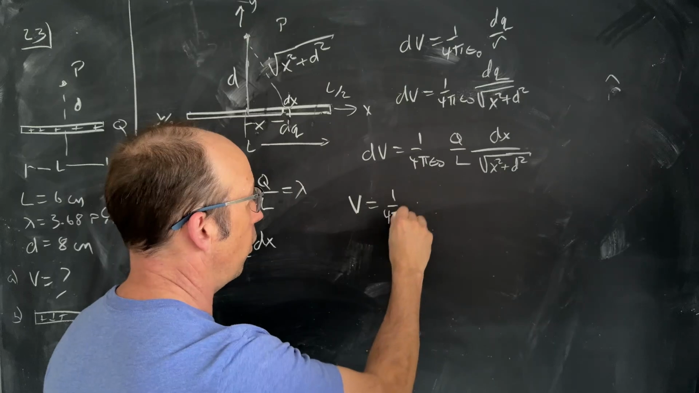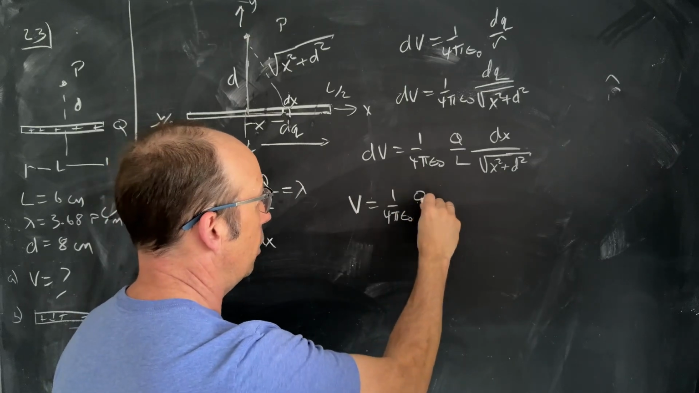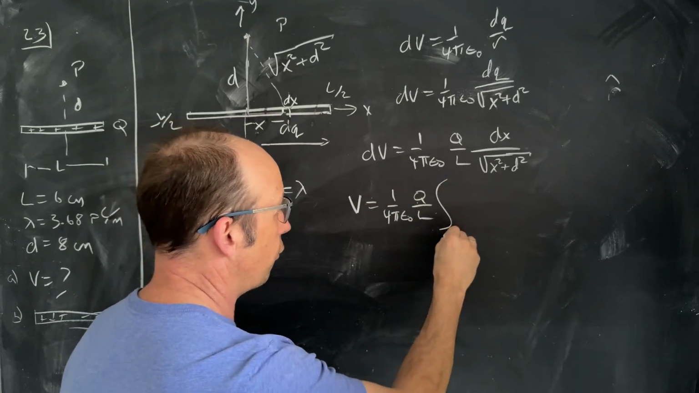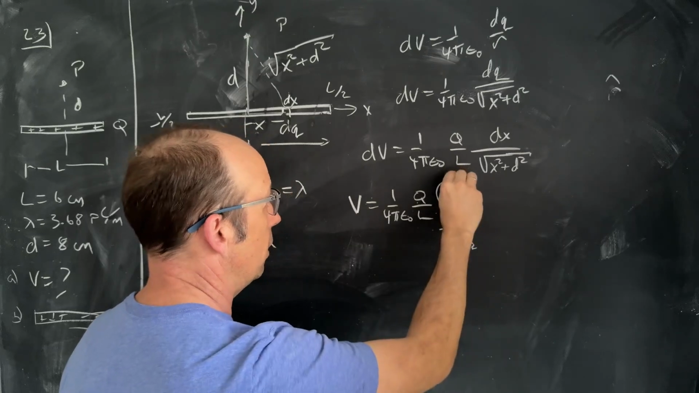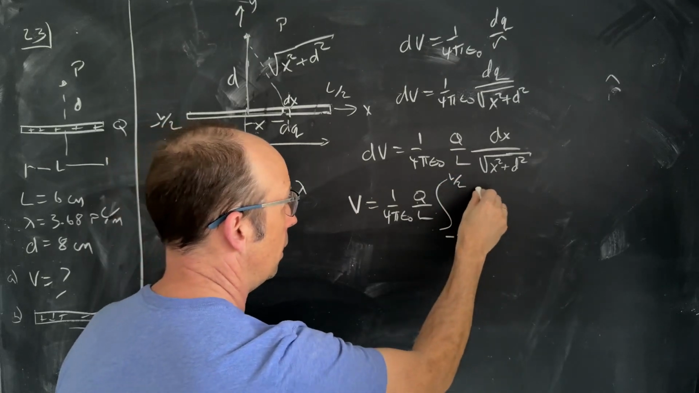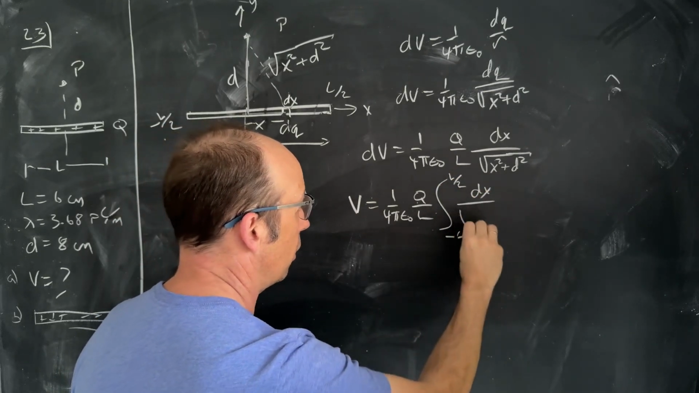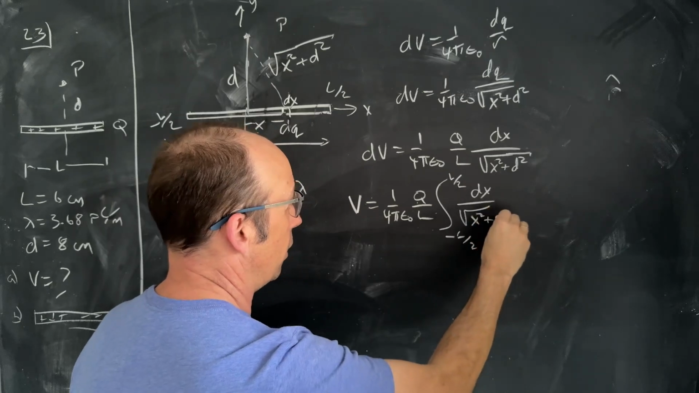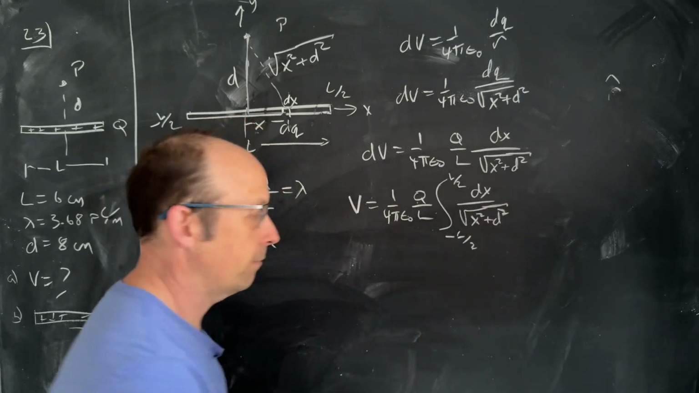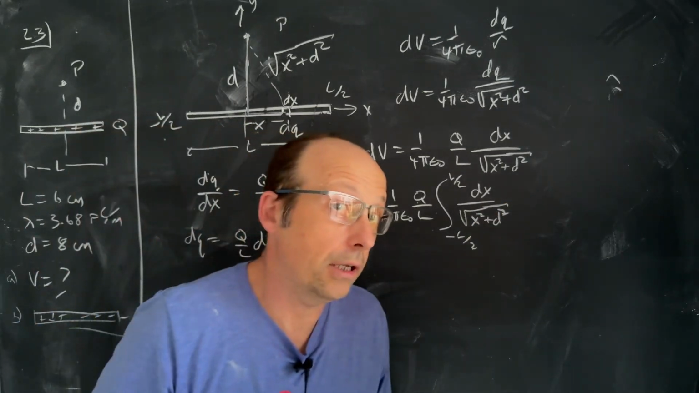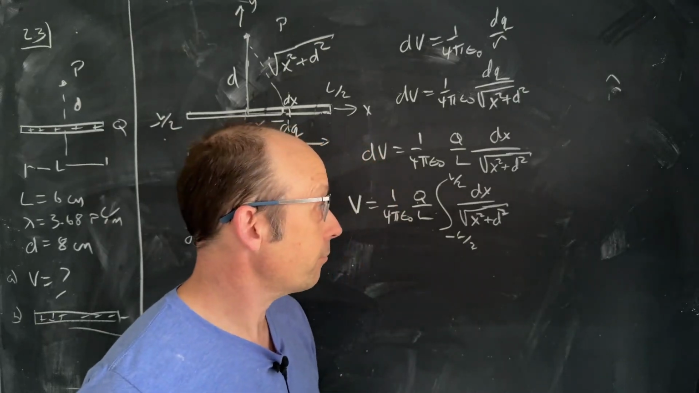If I integrate both sides, I get v is the integral of 1 over 4 pi epsilon naught q over L, the integral from negative L over 2 to L over 2 of dx over the square root of x squared plus d squared. Now, I like to integrate things, right? But we have a problem.